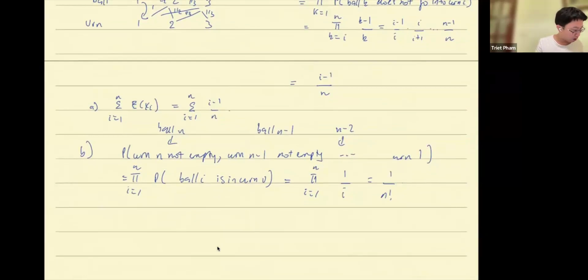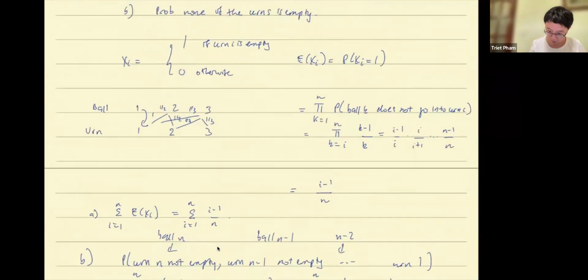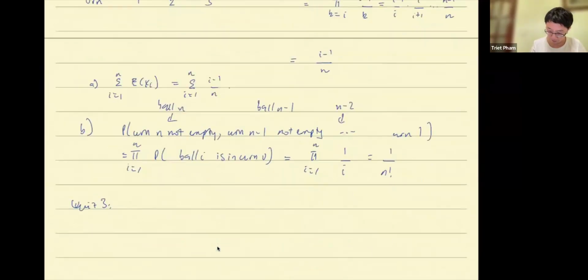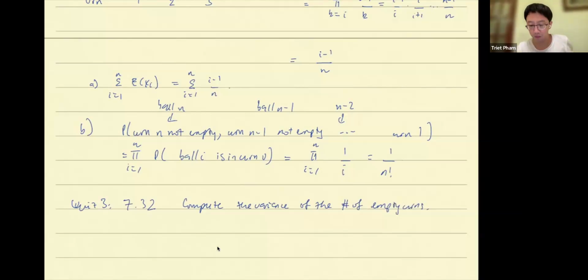So I think there's a follow-up question here somewhere. Question 7.32, where they ask, in the above question, compute the variance of the number of empty urns. So how do we do this?